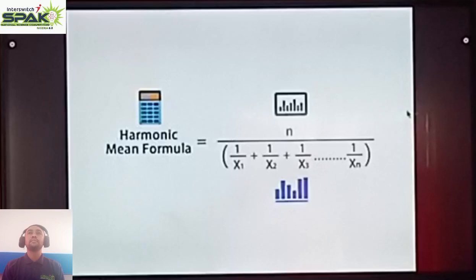While harmonic mean is calculated by the total number we have. If there are 7 different numbers, that will be 7 over. Now we find the reciprocal of each of the numbers. That's why we have 1 over x1 plus 1 over x2 plus 1 over x3 to the last number. You add everything together, then you divide the total number by that addition and you simplify. So from there you get the harmonic mean of the data.